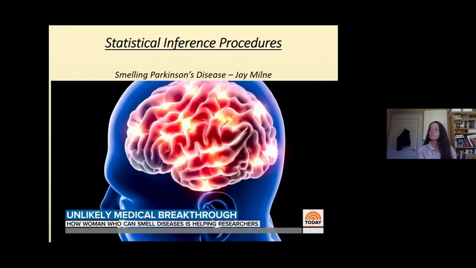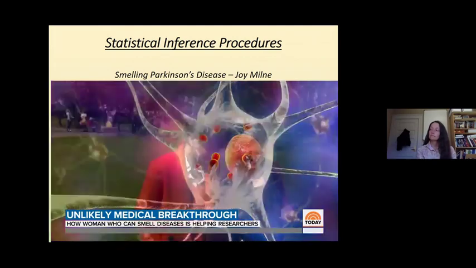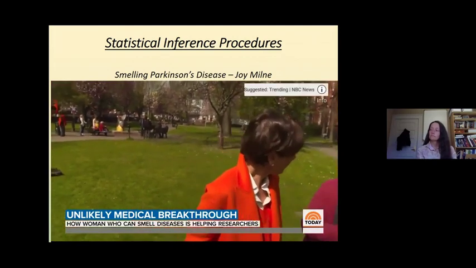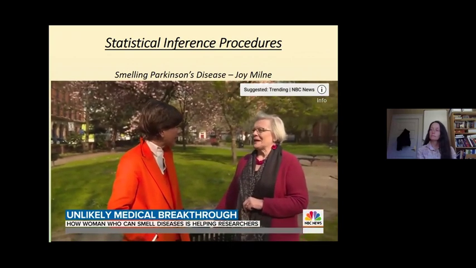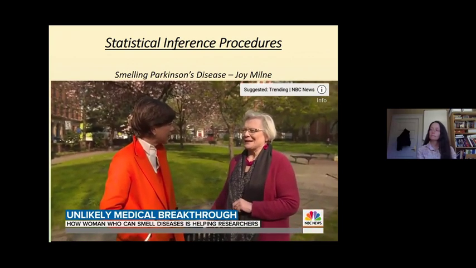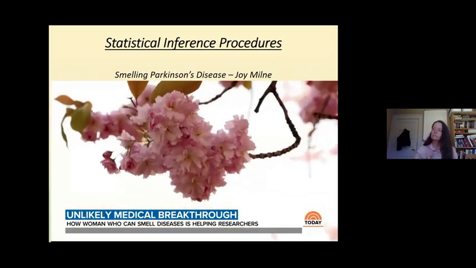Once symptoms like tremors start, the damage to the brain is already irreversible. Joy could be the key to catching it early. So what does Parkinson's smell like? It's a very musky, thick, greasy odour. It's not pleasant. But a lot of scents make her smile.